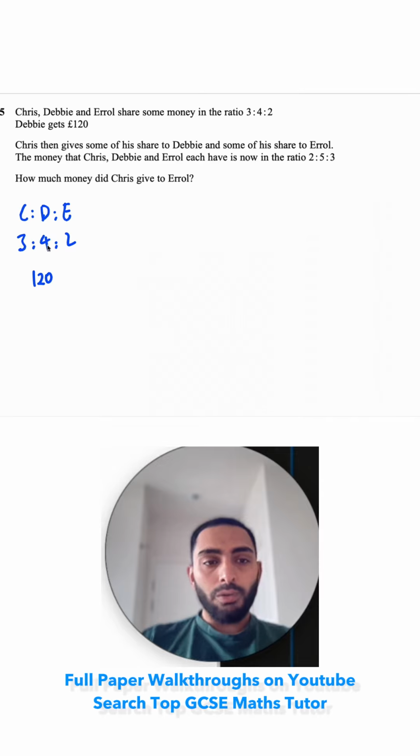Because I can see 4 multiplied by 30 gives me 120, I'm going to multiply both of these by 30 as well. So 3 times 30 gives me 90, and 2 times 30 gives me 60. So that might be helpful for the rest of the question.